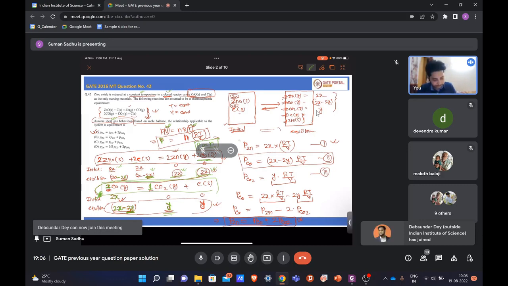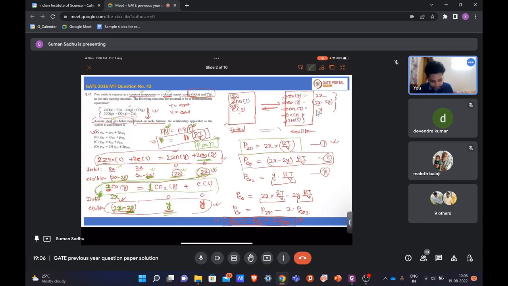So you can write that P_Zn is equal to the number of moles of Zn, that is 2x. The number of moles of Zn is 2x here, right? So 2x into RT by V. So this is P for Zn.